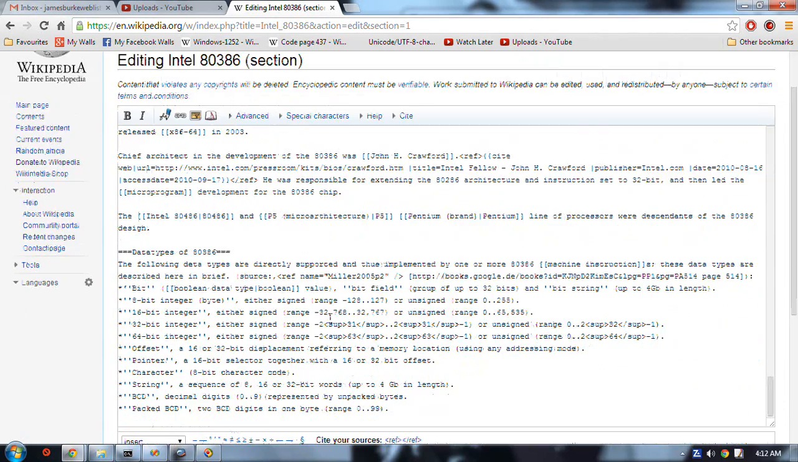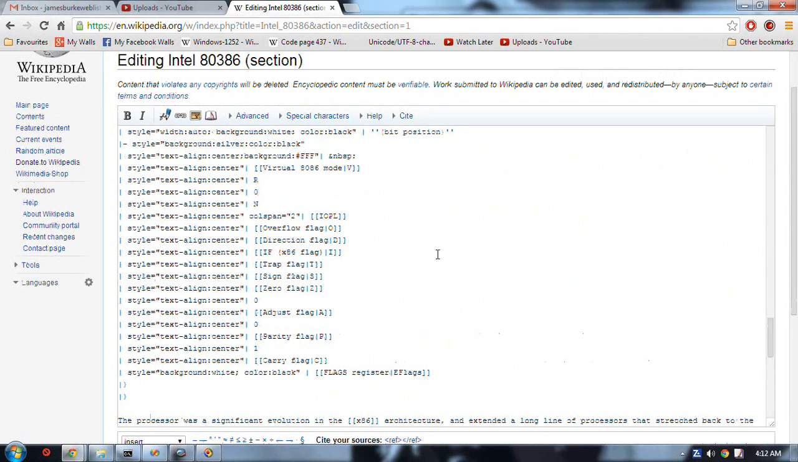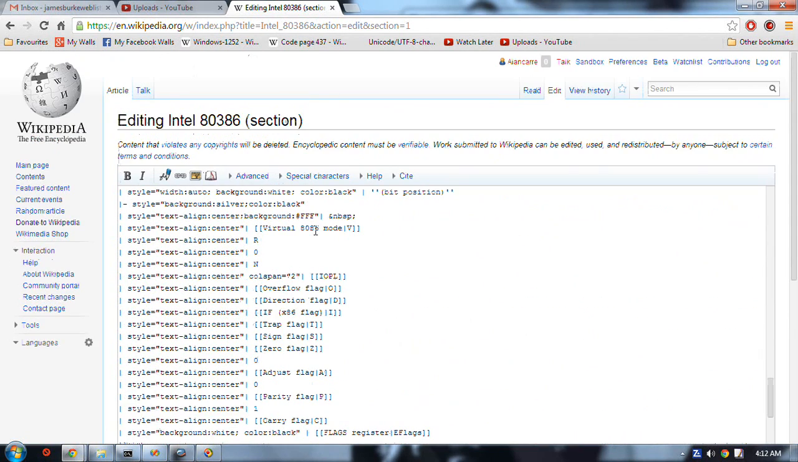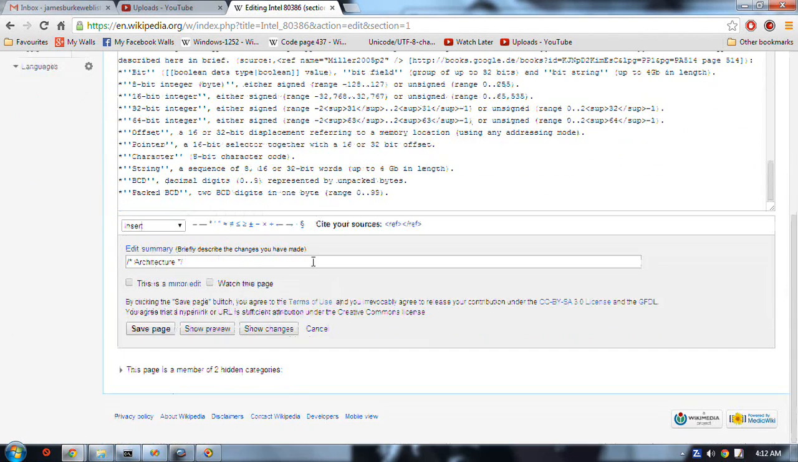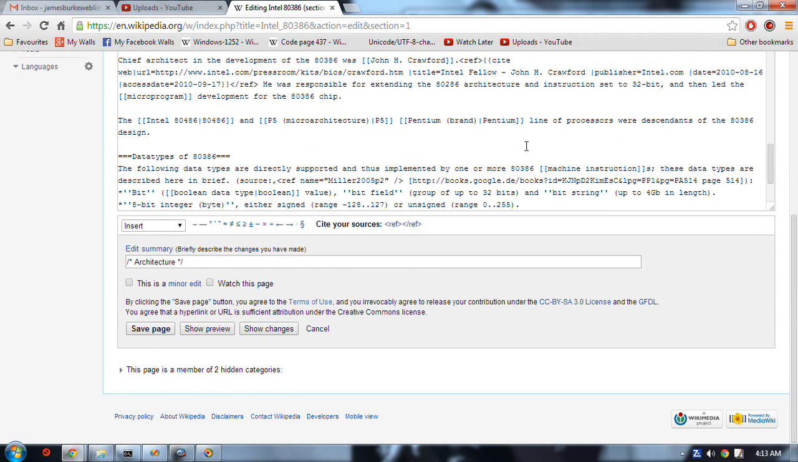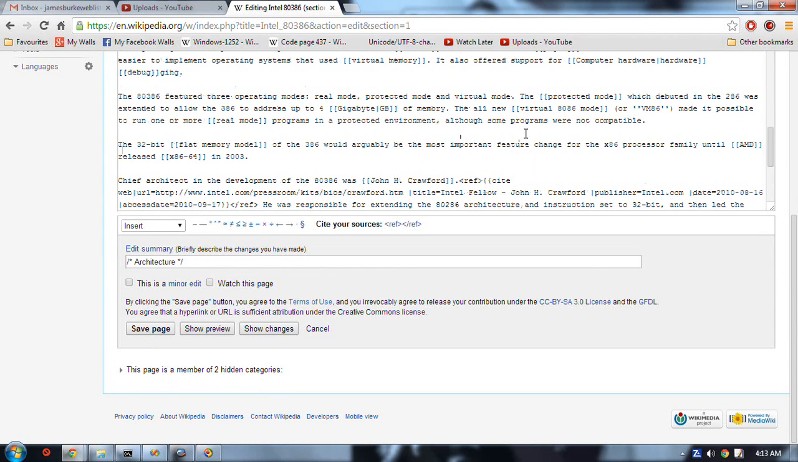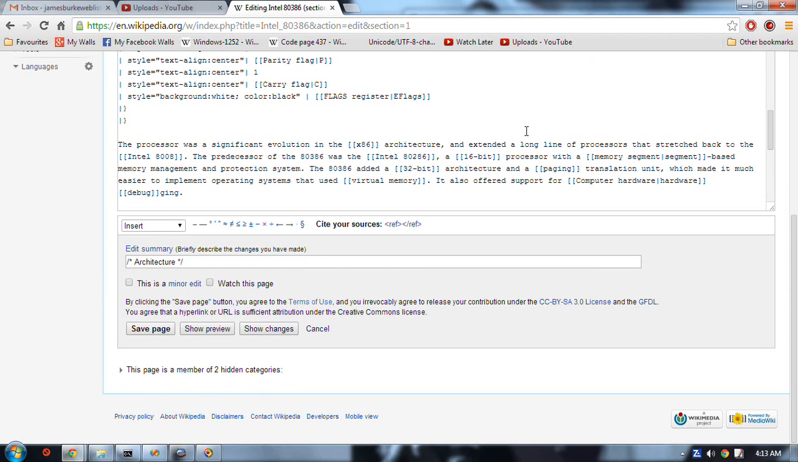T6 for that? Everything else. It looks fine. I forget what it looks like now. Real mode. Oh, here it is. No, computer virtual memory. Hard. This is it. Computer hardware. We don't want that.